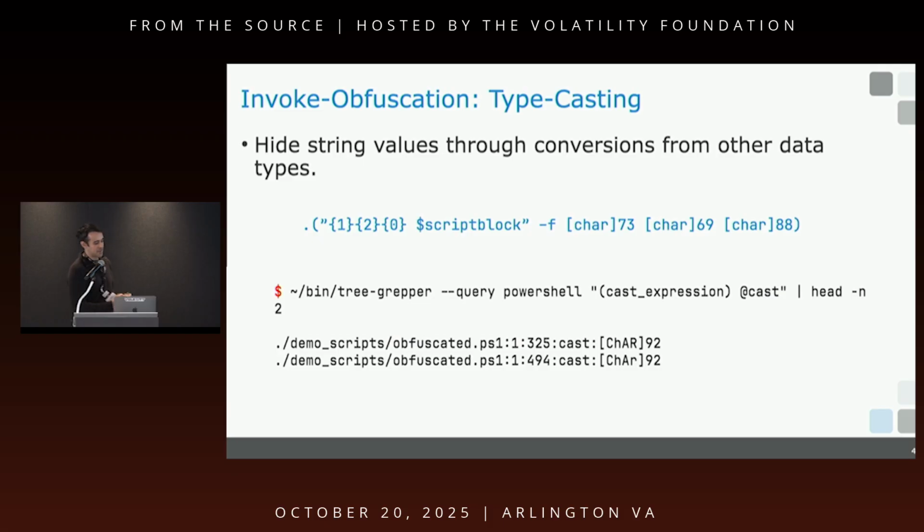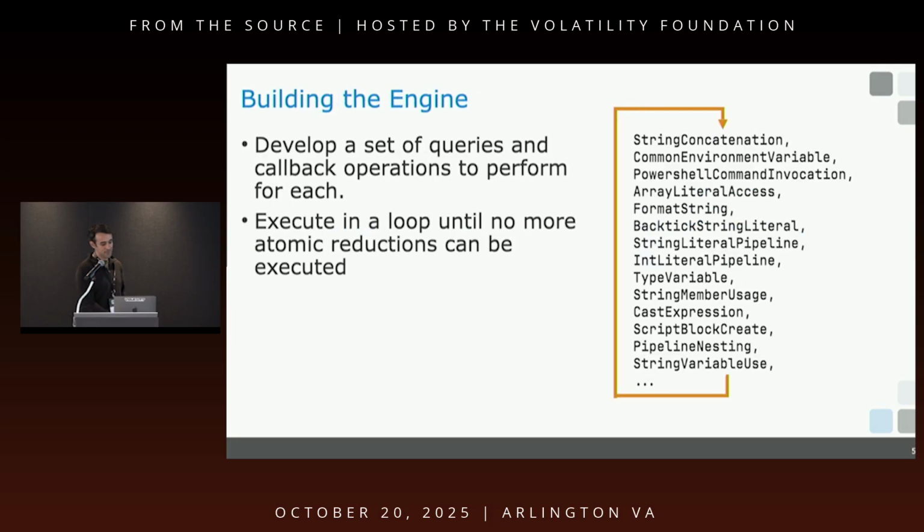You also have typecasting, which is hiding string characters through cast operations from integers. Very simple, but still effective against signature-based scanners. So when I built the engine, I developed a set of queries and callback operations that would be performed for each of these little atomic operations, and basically just ran them in a loop until you stop detecting things. And at that point, that's when I had my functional prototype for this.